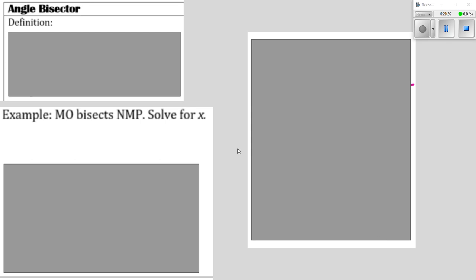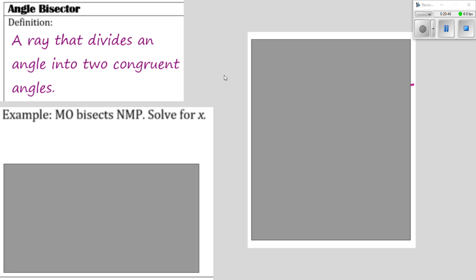Next definition, angle bisector. You know what an angle is. You know what bisector means. When you bisect something, you have the word bi. Bi means two, like bicycle. Or in sector, a section that you're cutting in half. Bisector. So the definition of angle bisector is a ray that divides an angle into two congruent angles. So you have this bisector cutting this angle into two equal angles, two congruent angles.